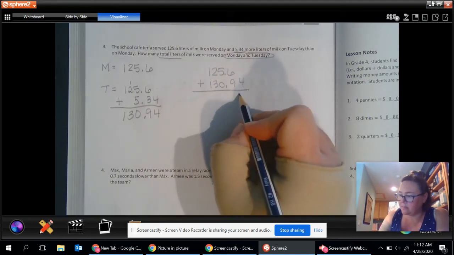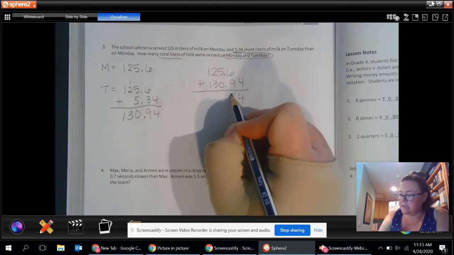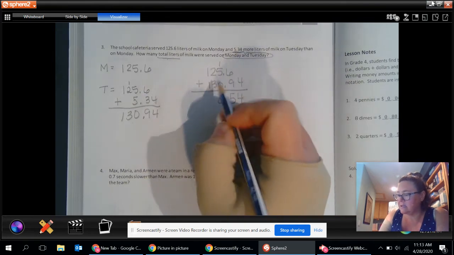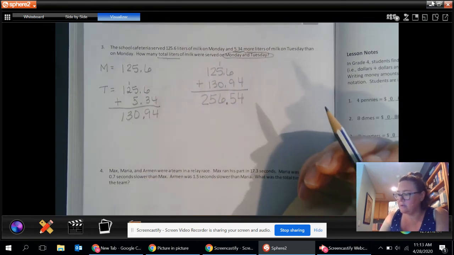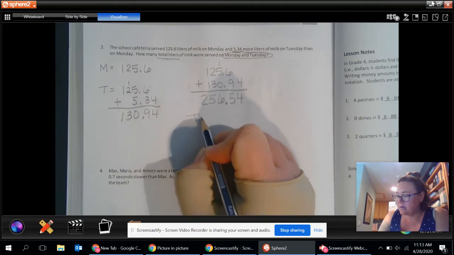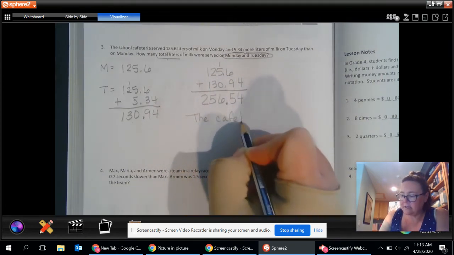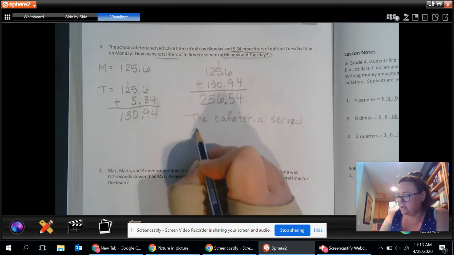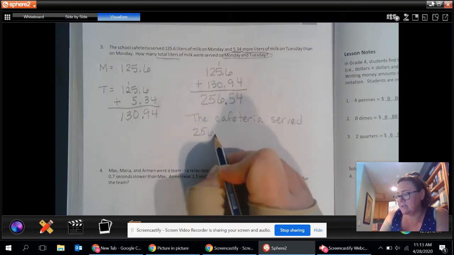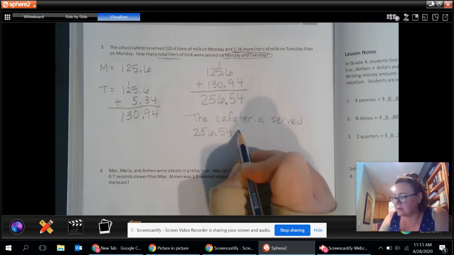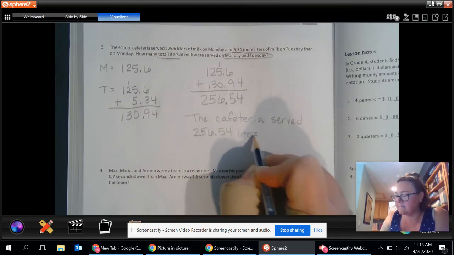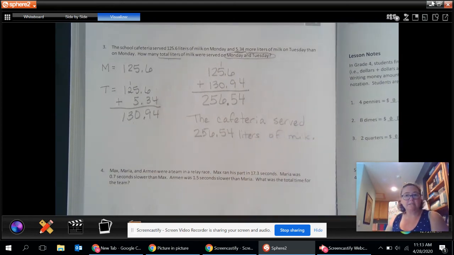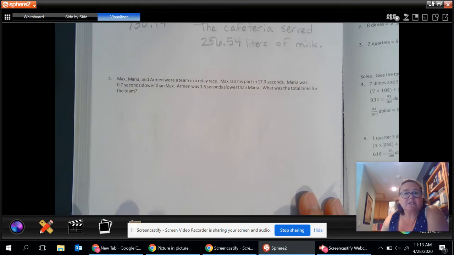When we do that, 4 plus nothing is still 4. 6 plus 9 is 15. We carry our 1. Don't forget that decimal place. That's a 5. That's a 2. So the cafeteria served 256 and 54. These are liters of milk. All right.